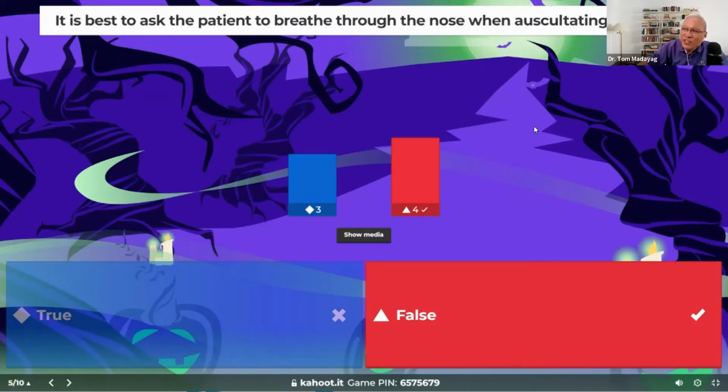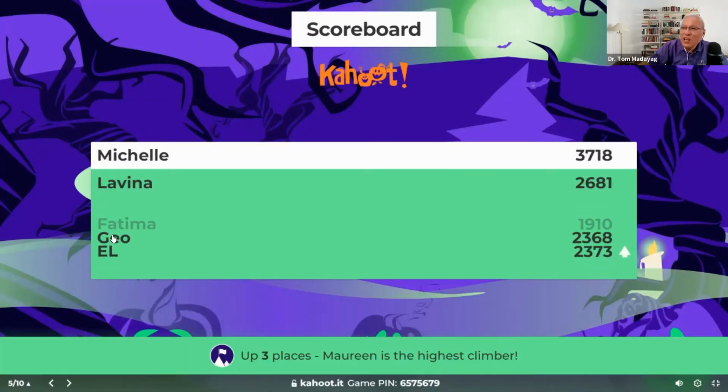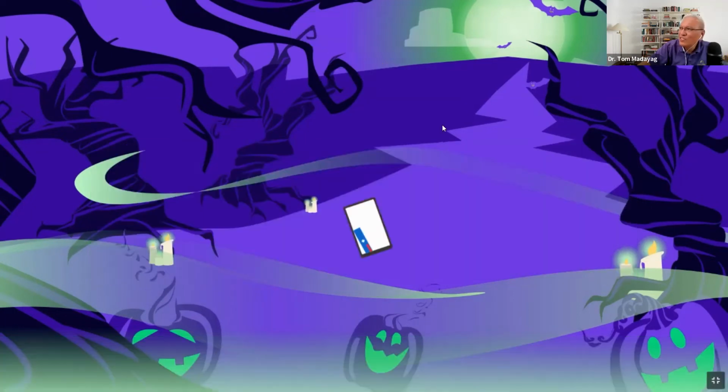Okay, so it is best to ask the patient to breathe through their mouth, not the nose. And Michelle, Lavina, L, Gio, Fatima, and Maureen is the highest climber. Congratulations.